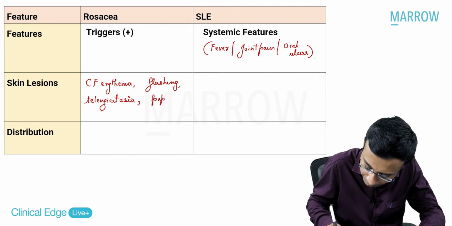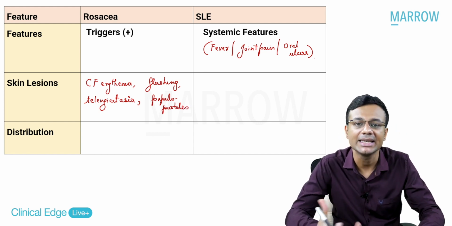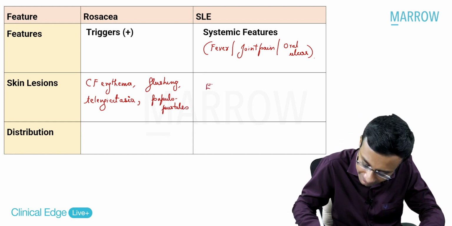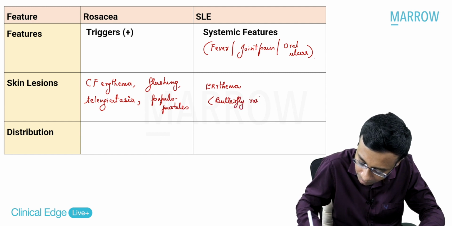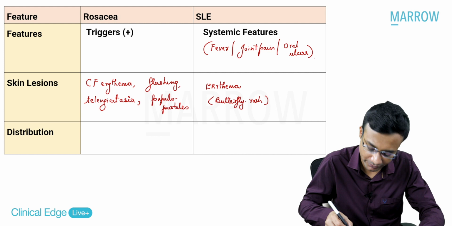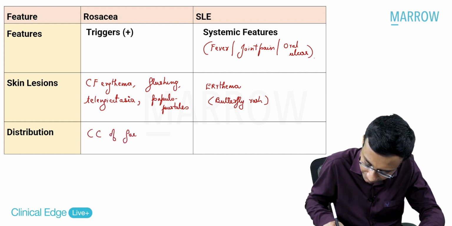You can also have papulopustules. So these are the variety of lesions which you can get in rosacea. Whereas in SLE, what you're going to have? You're going to have erythema, which is also known as the butterfly rash. And in terms of distribution, this also I've already discussed. You have the central convexities of the face which is getting involved here.